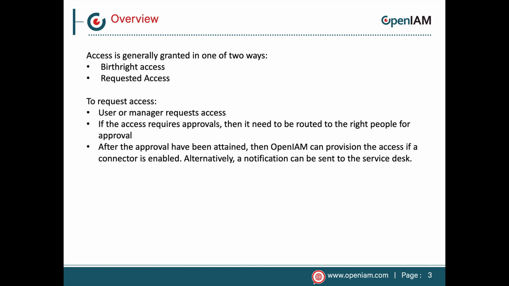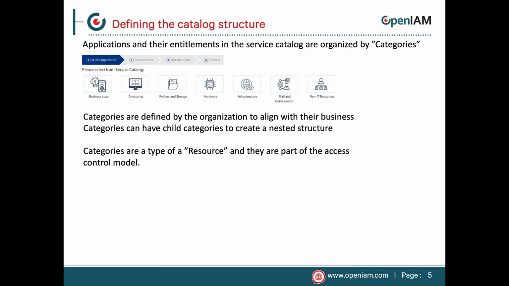In this session, we will review the steps required to configure OpenIAM to support access request workflows. Applications and their entitlements are organized in the service catalog by categories. While OpenIAM provides an out-of-the-box category structure, customers should define their own structure to better align with how their users work and use terminology that they are familiar with. In this section, we will describe how you can create your own category structure.